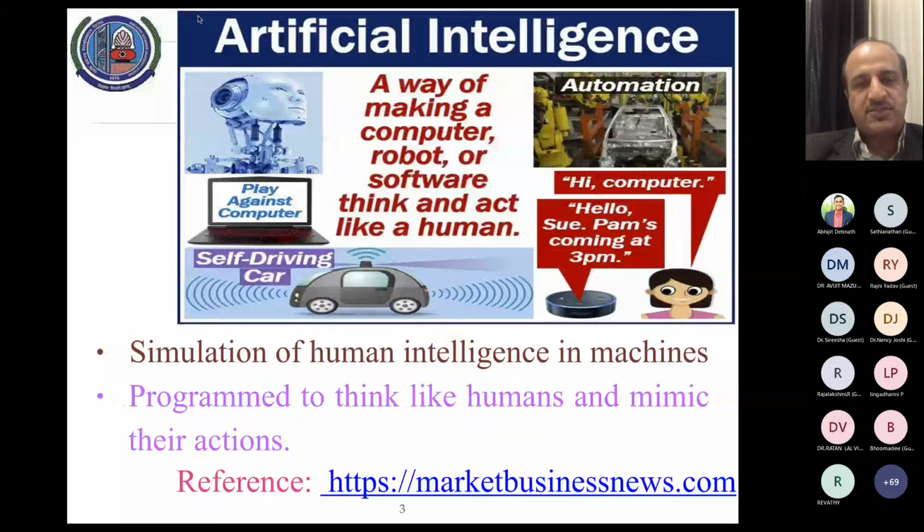So this system is simulating your intelligence by means of your machines. The programming has been built into this system so that it will think like human beings and then mimic some actions. There might be some lacunas, there might be some shortcomings, there might be some issues to come out in the coming future that we'll discuss in this presentation.